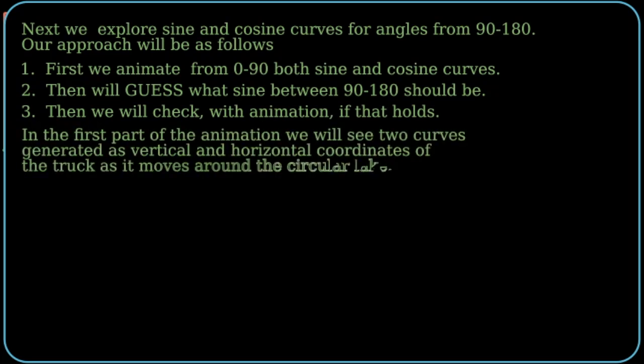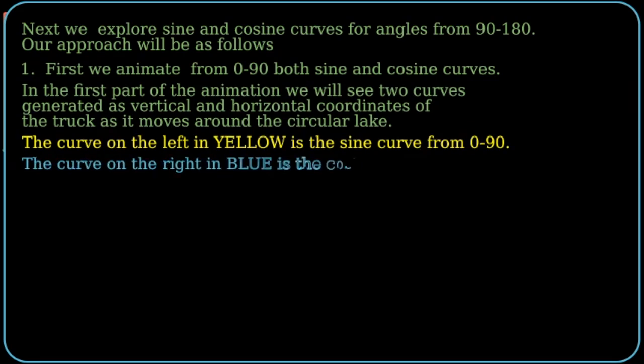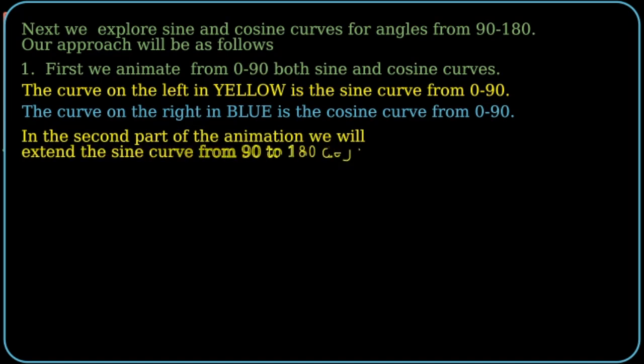In the first part of the animation, we will see two curves generated as vertical and horizontal coordinates of our truck as it moves around the circular lake. The curve on the left in yellow is the sine curve from 0 to 90 degrees. The curve on the right in blue is the cosine curve from 0 to 90 degrees. In the second part of the animation, we will extend just the sine curve from 90 to 180 degrees.